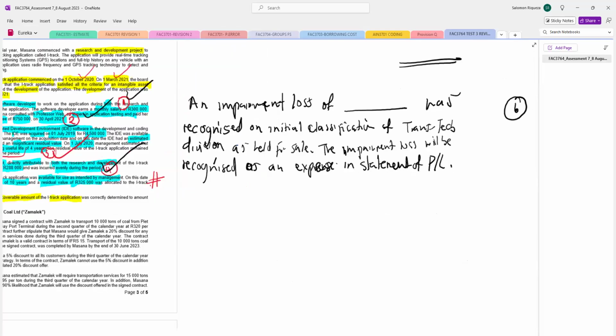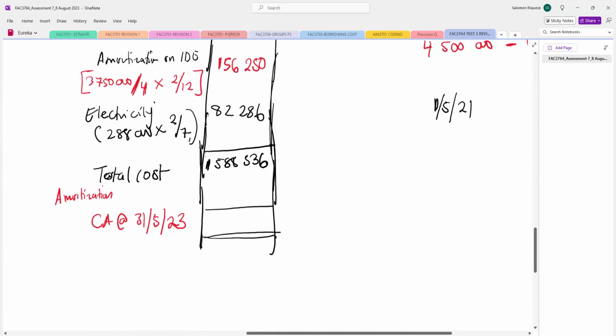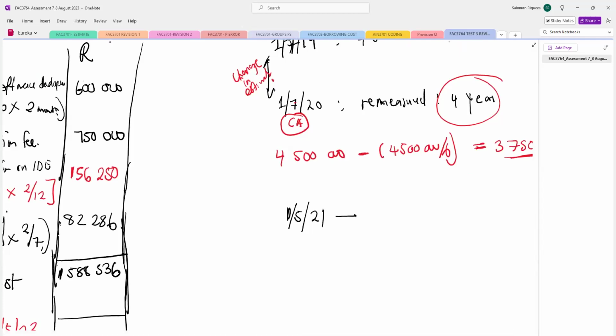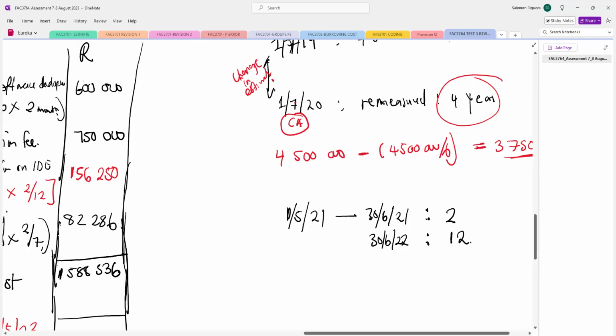Yes, 21. Okay. On 1 May 2021, our year ends in June. So 30 June 21, that will be my first year. All right, so this will take May, June, 2 months. Then the next year is 30 June 22, that's a full year. That will be 12. Then we are here now.